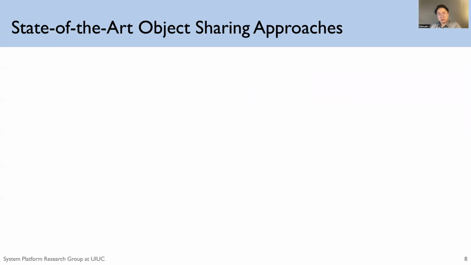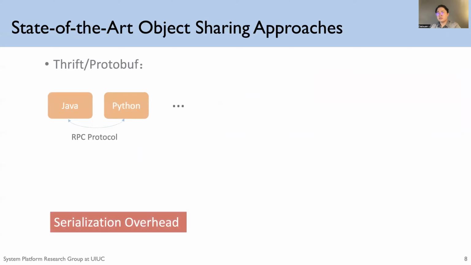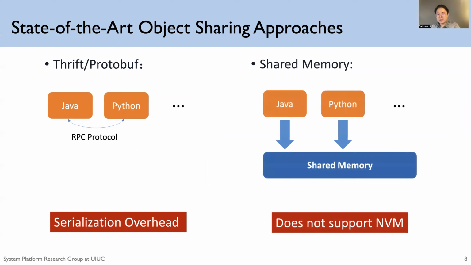State-of-the-art object sharing frameworks mainly fall into two kinds. One of them, Thrift and Protobuf, are cross-language remote procedure call protocols, which require serialization and deserialization of objects when it generates template codes. This will bring significant overhead. The other solution is memory sharing. It enables shared memory across many runtimes, but it does not support non-volatile memory yet, and it also does not provide persistent object optimization for non-volatile memory.